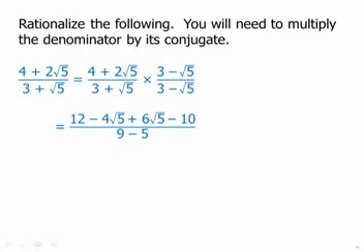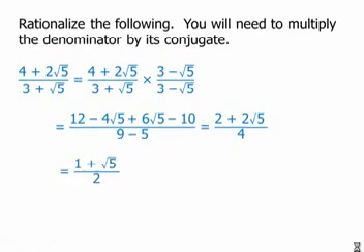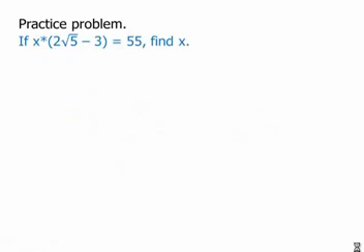Now we'll simplify everything in the numerator and the denominator. We wind up with 2 plus 2 root 5 over 4. Everything is divisible by 2, so we can divide by a factor of 2. And we are left with 1 plus root 5 divided by 2. Here's a practice problem. Pause the video and then we'll talk about this.